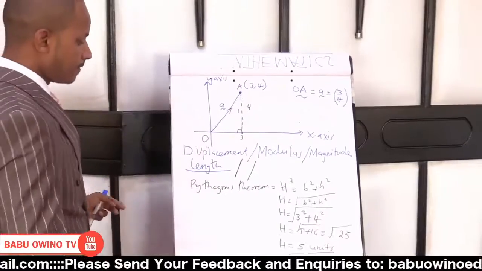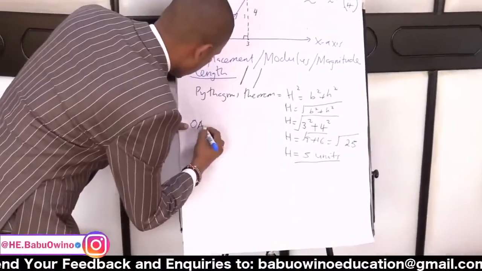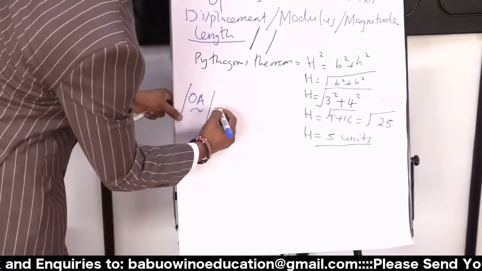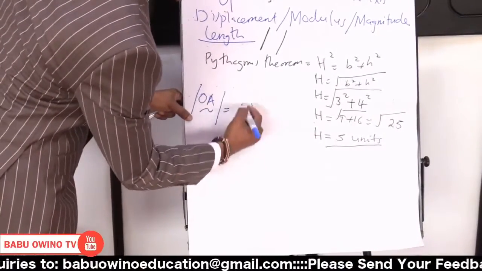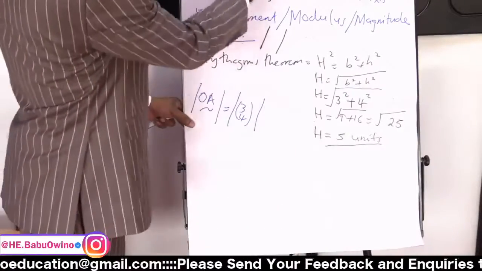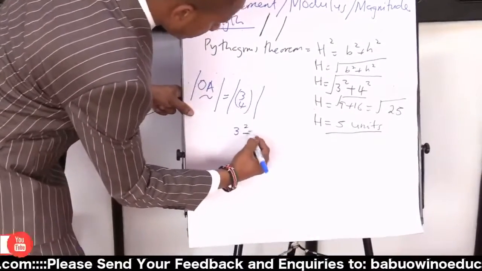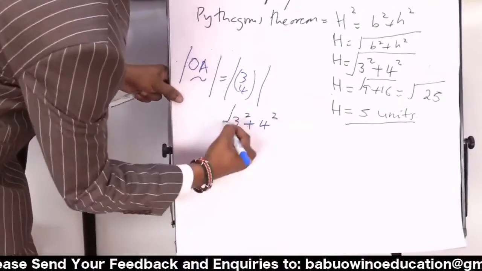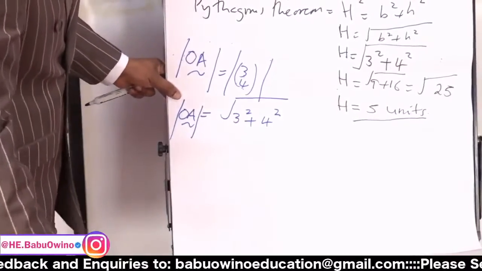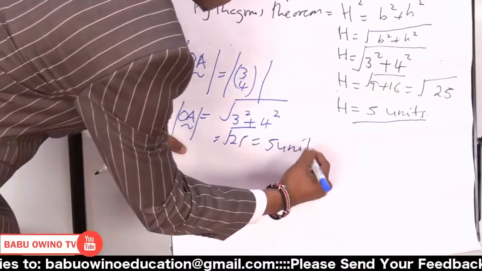So from here, this is very easy. When we want to get OA, you write it as the modulus of OA, which is equal to the modulus of (3, 4). So from here, class, it is an easy one. If you don't want to use this formula, you just square 3, say 3 squared, then 4 squared, then take the square root. This gives you the modulus of vector OA, or the length. This gives you the square root of 25, which is equal to 5 units.